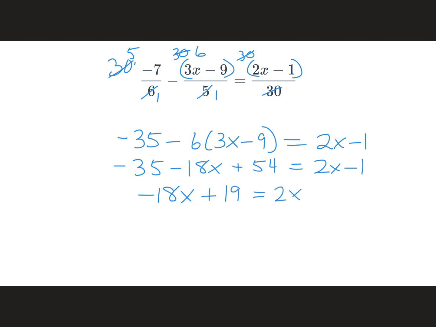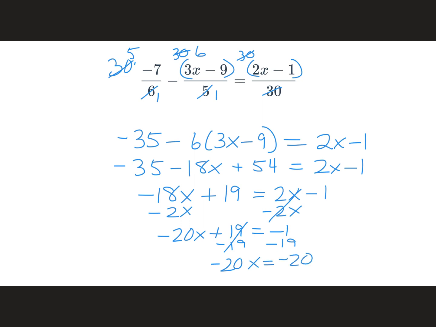Equals 2x minus 1. Get rid of the x's now. Whoops, I should have got rid of the 18, but I don't care. Here we go. So we have negative 20x plus 19 equals negative 1, minus 19 minus 19. Negative 20x equals negative 20. This is an easy one. What does x equal? 1.